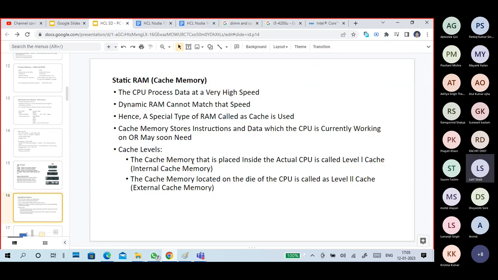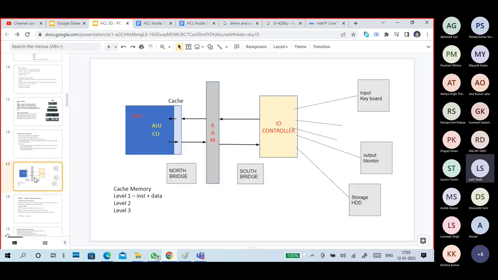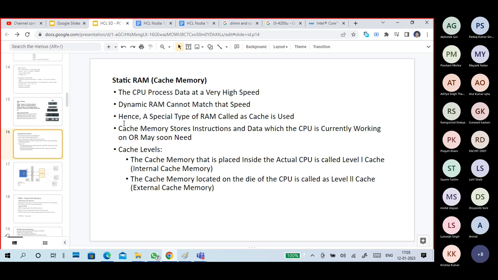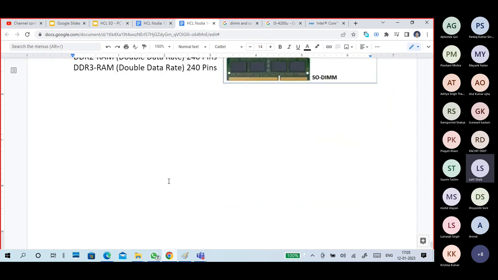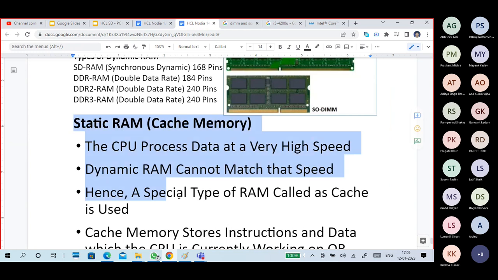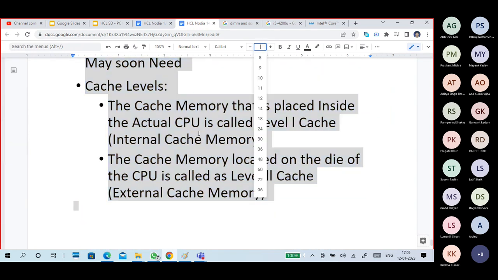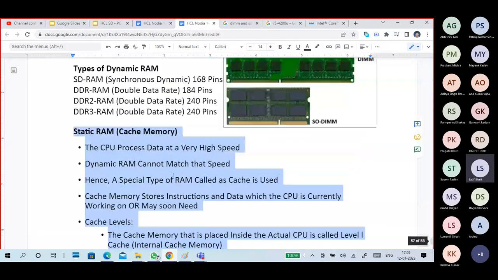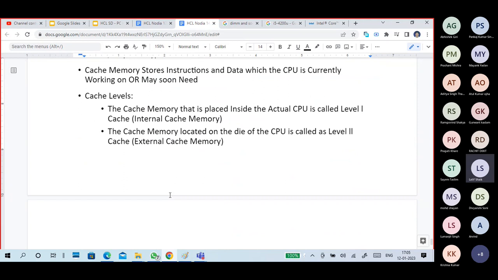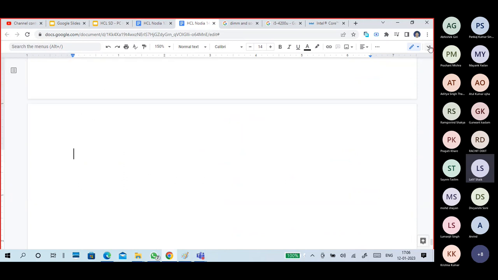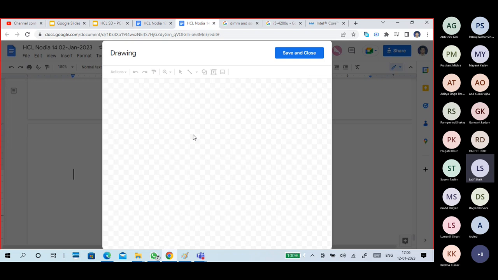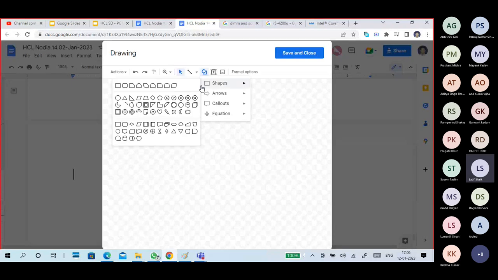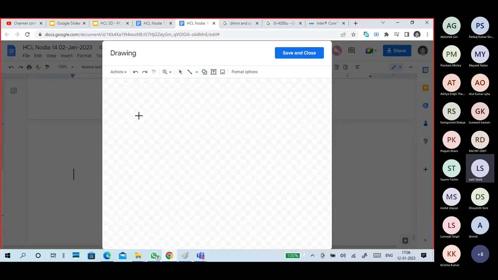This is about static RAM, again, cache memory. What is the use of this cache memory? We are thinking. For the first time we start with the block diagram: we give input to the CPU, the CPU processes it and gets an output. That is the traditional block diagram, but it is not that way.